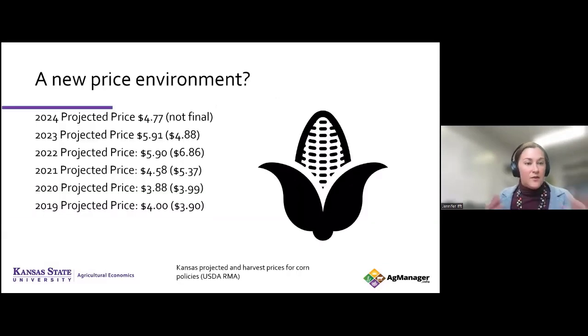It feels like we're in a new environment in terms of prices. If you look at corn, the projected price is $4.77, $4.78. We're getting closer to the 2019 to 2021 projected prices. 2021 and 2022 harvest prices were higher than the projected price. Last year, the harvest price was lower than the projected price. That's not to say we're going to continue heading in that direction, but it looks like we're heading into a lower price environment.